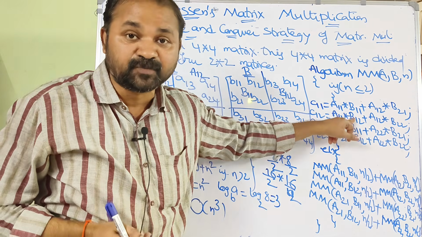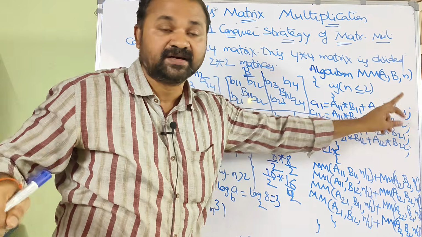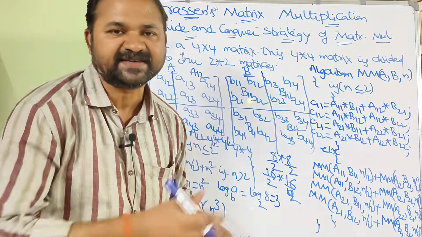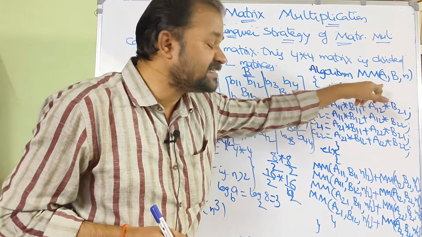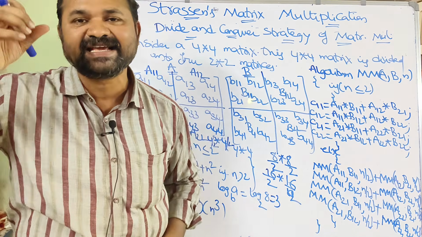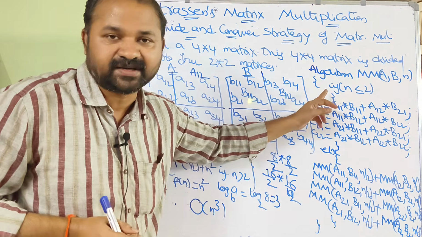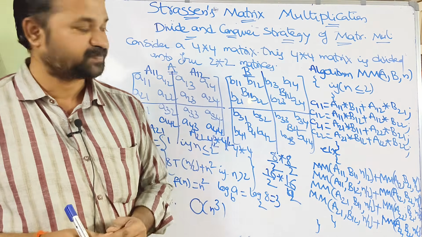So A11 into B11 plus A12 into B21. Likewise we will calculate C12, C21, C22. Already previously we have seen these four formulas. So if n is less than or equal to 2, then directly the solution is at our hand. We can get the solution by doing the multiplications as well as additions.